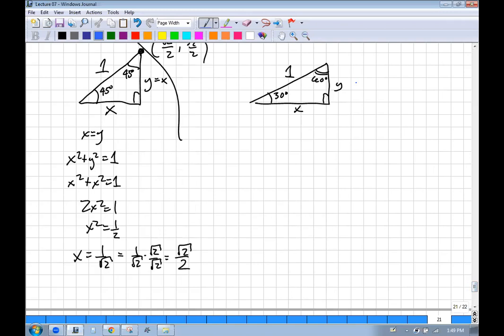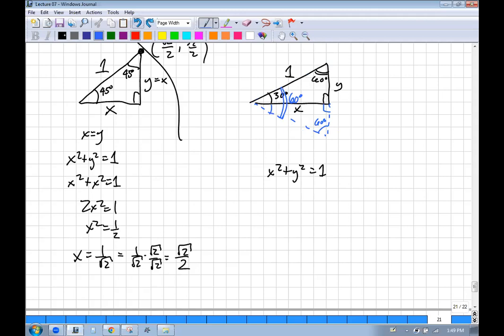Well, of course we know the Pythagorean theorem. And now here's the trick to figure it out. Duplicate this triangle. If that's 30 and this is 30, that means that's 60. Okay? That makes this triangle an equilateral.